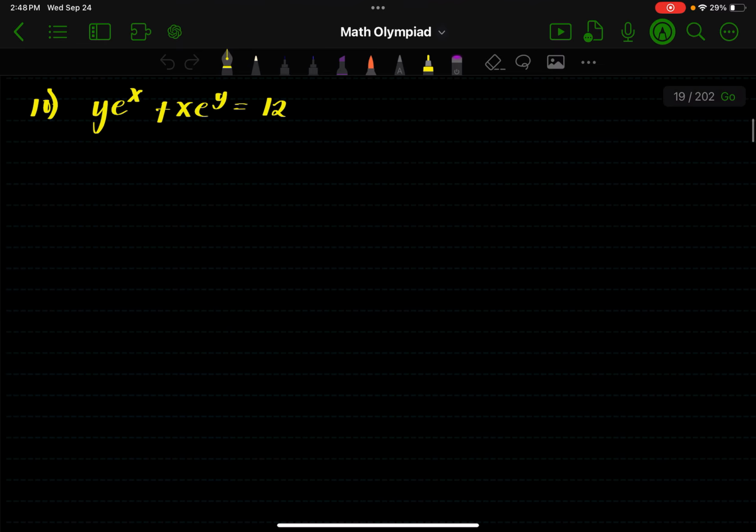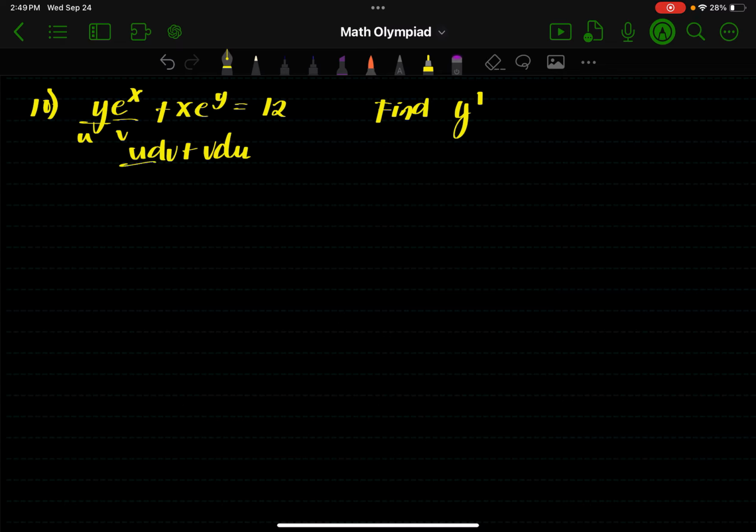More examples. Number 10. y e raised to x plus x e raised to y is equal to 12. Okay, so we're going to find y prime. So this function, y times e raised to x, is a product of two functions. Let's apply the product rule. y will serve as u, e raised to x will serve as your v. And that is u dv plus v du.